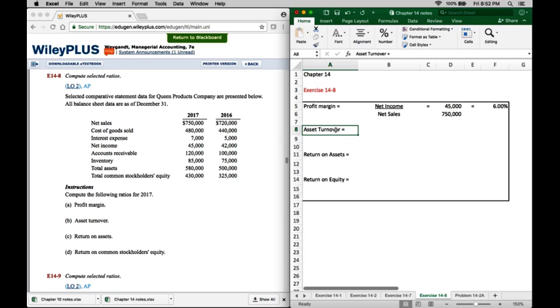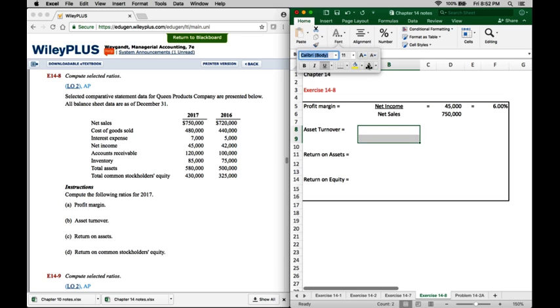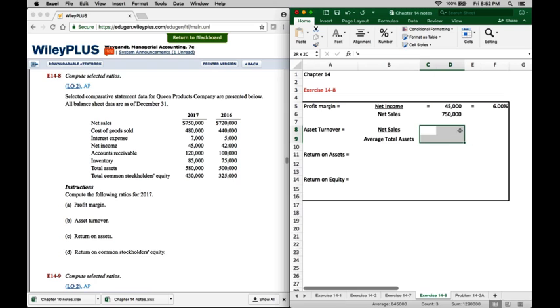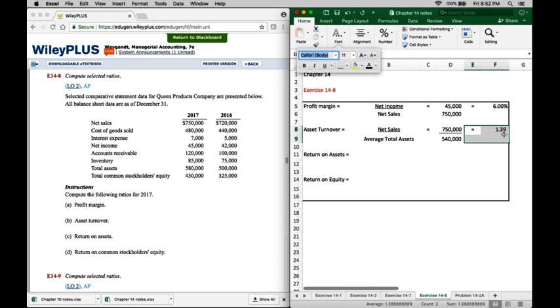The next one is the asset turnover ratio. The asset turnover ratio is calculated as net sales divided by average total assets. Here what we are concerned with is for every dollar I invest in assets in the company, how much am I producing in sales? So it's basically how much I'm managing to turn it over. Based on the numbers we have, net sales is 750 and our total assets is 580, and that works out to 1.39, which is a relatively healthy number.